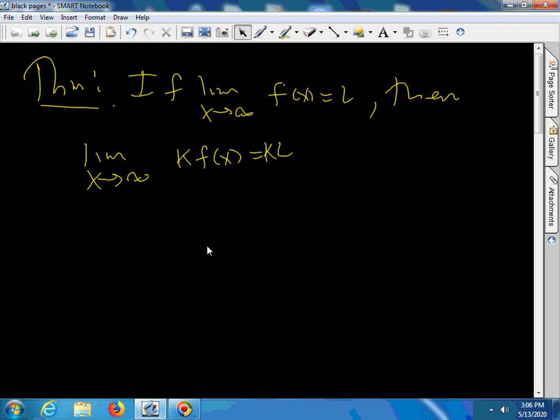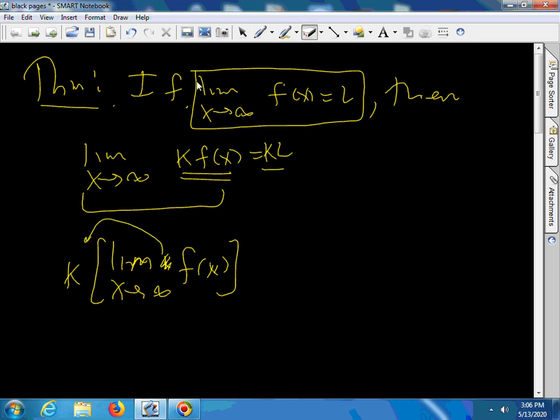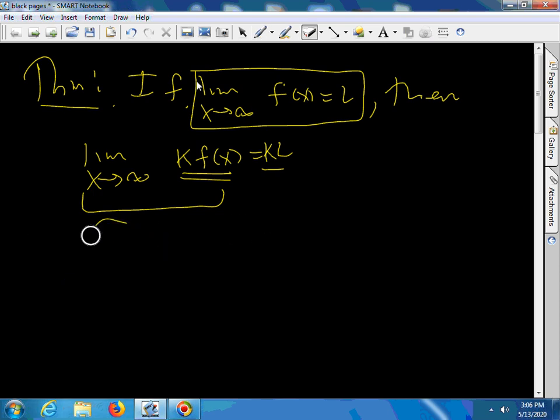So we want to prove that if the limit as x goes to infinity of f of x is L, then if you multiply f of x by k, the limit as x goes to infinity will just be k times L. That is, you can just compute this limit and whatever you get, multiply it by k. That is, this k can come out in front. That's what it's saying. Let's go and prove it.